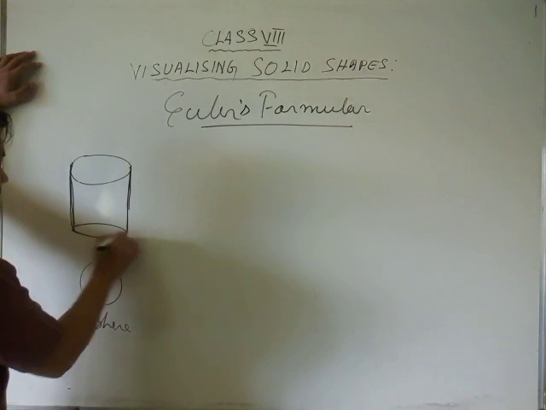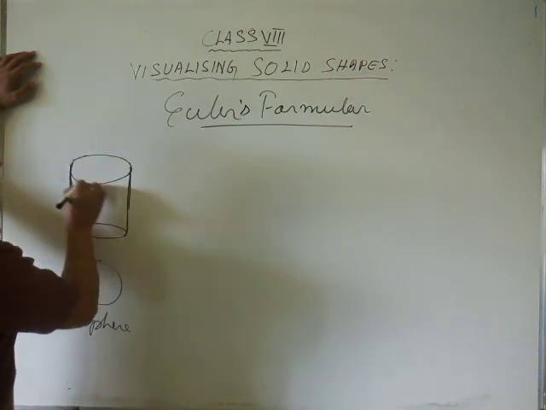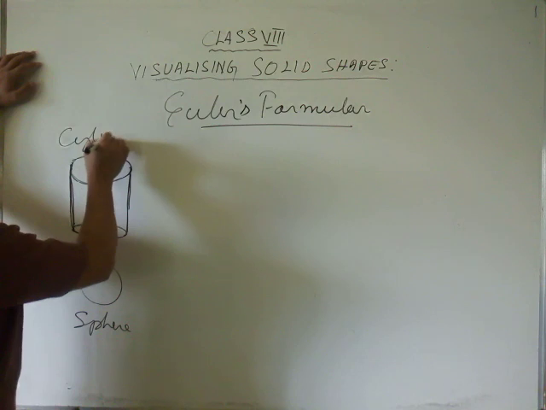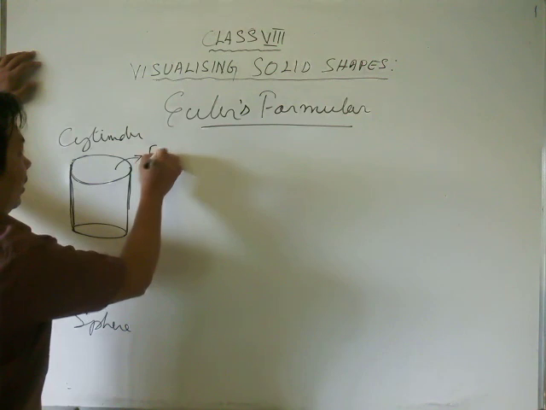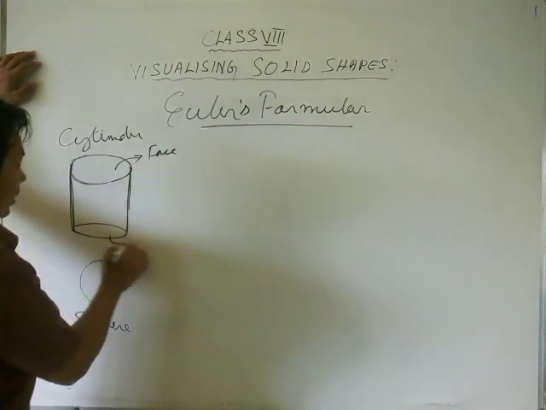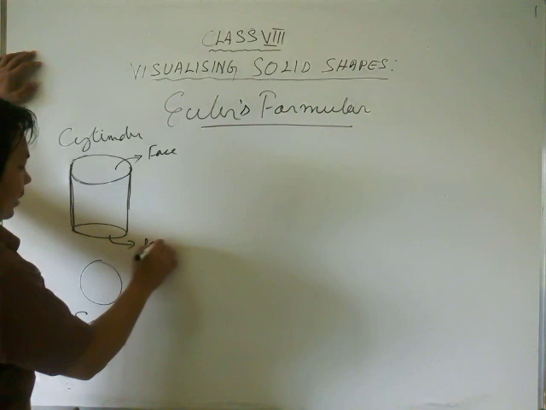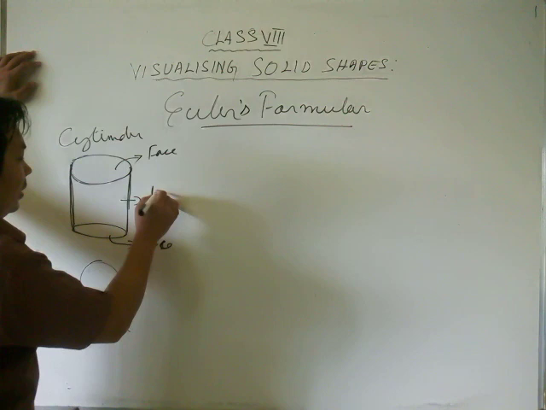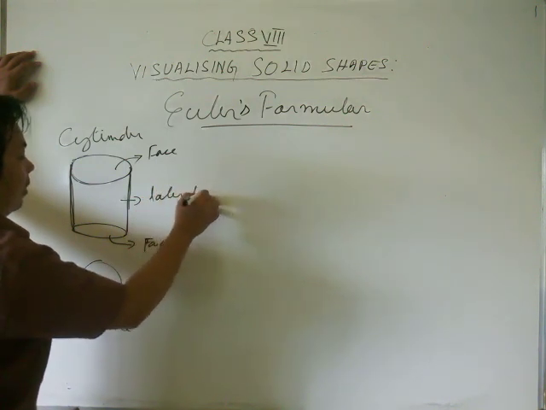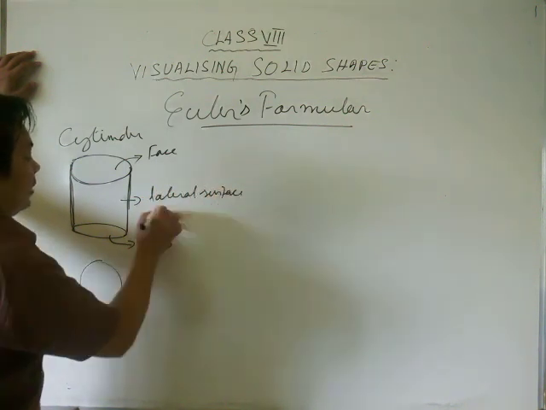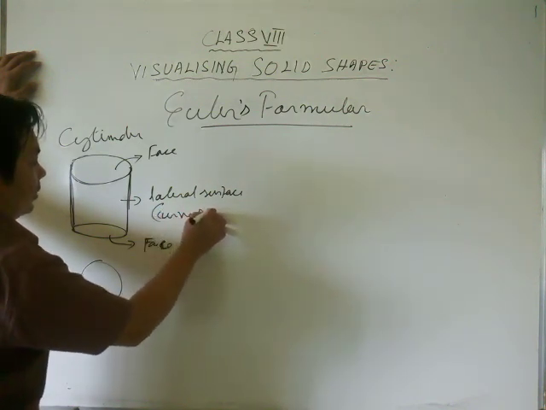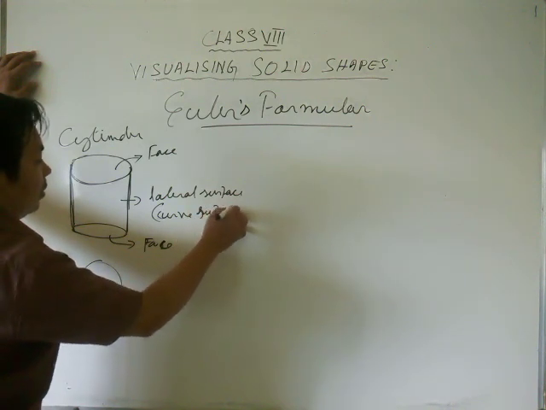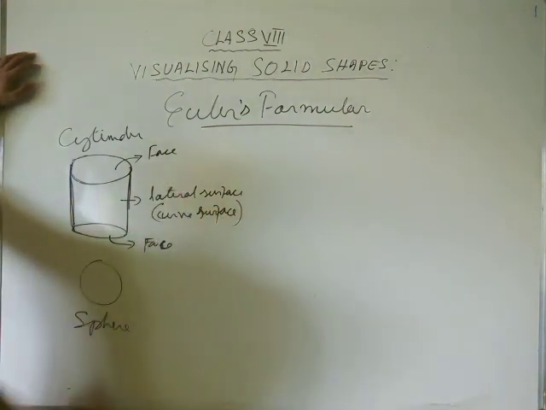Now, let us say that some shapes don't have a face, okay? See, this is cylinder. This is cylinder, and this is called the face, okay? Face, that part. They call it face, and this is called lateral surface. Lateral surface is the curved surface. It's called curved surface. Okay. Lateral surface is called curved surface.